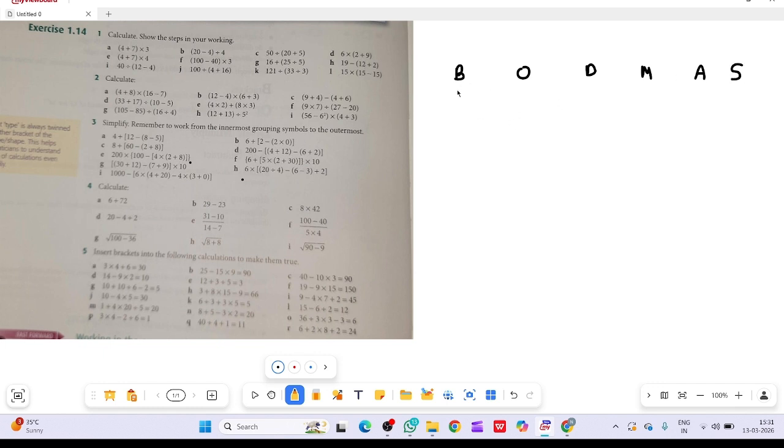BODMAS. B stands for what? Bracket. O stands for of. D stands for divide. M stands for multiply, A for addition, and S is for subtraction.